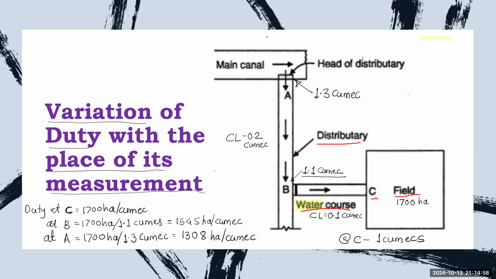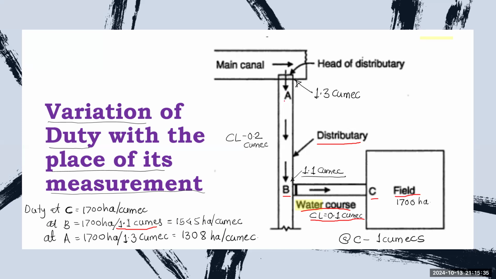Suppose the duty at point C is 1700 hectares per cubic meter per second. But if we measure the same duty at B, this duty may be 1545 hectares per cumec. Now, why is this duty decreased? It is due to the conveyance loss. Here I have written CL. CL means conveyance losses. Suppose this conveyance loss is 1 cumec. So instead of supplying 1 cumec at point B, the water supplied should be 1.1.